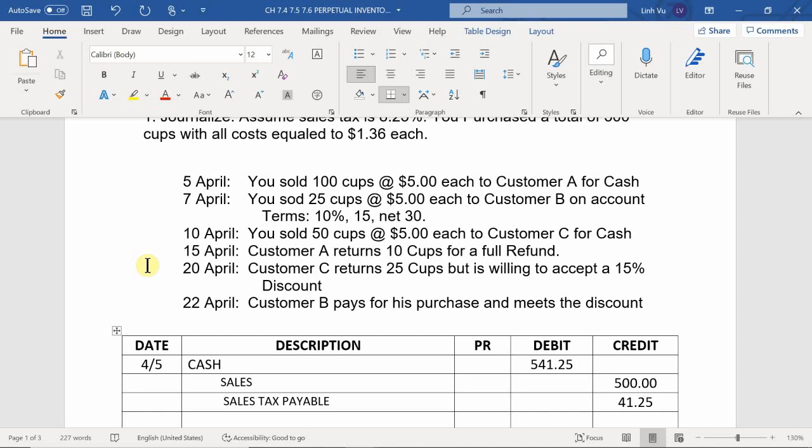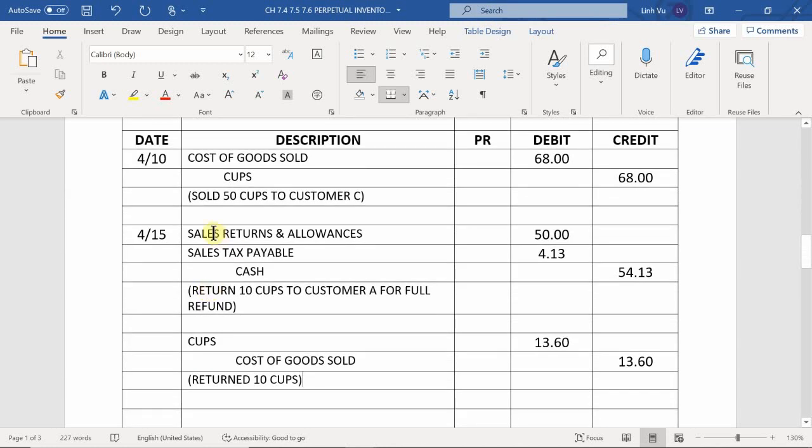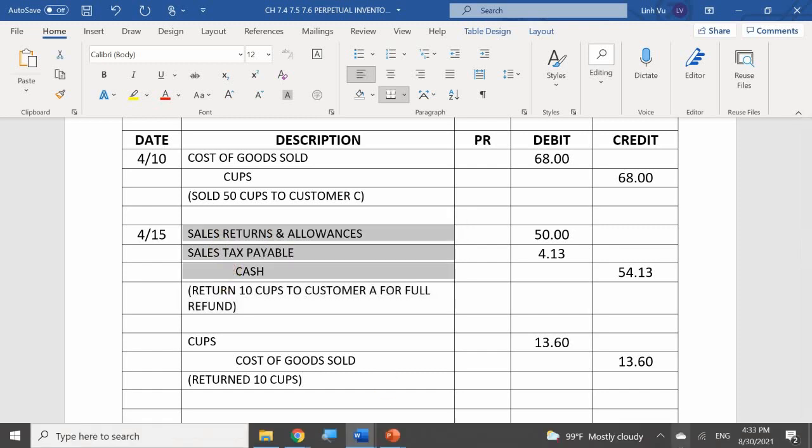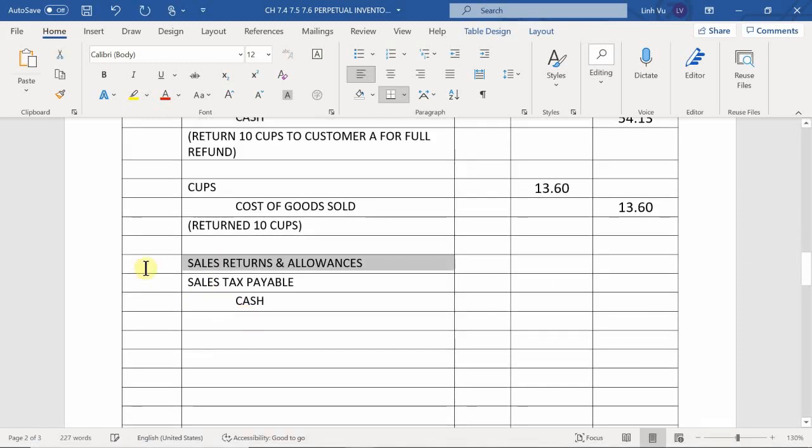Are we gonna have the same 3 lines, the sales returns and allowances, the sales tax and the cash? In this case, let's see. Yes, sales returns and allowances, the sales tax and the cash. Yes, that's correct. So let me go ahead and copy this exact entry right here, except obviously the description is going to be different. So here we are. Sales returns and allowances. All right, and this was April 20th. Sales returns and allowances, and then we got sales tax payable and the cash that we're actually going to be giving back to customer C.